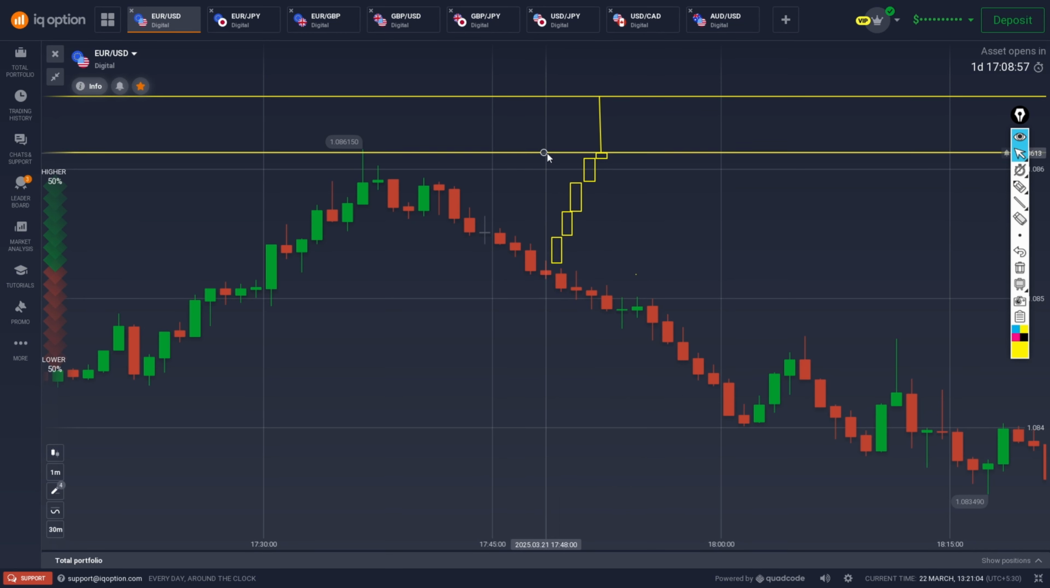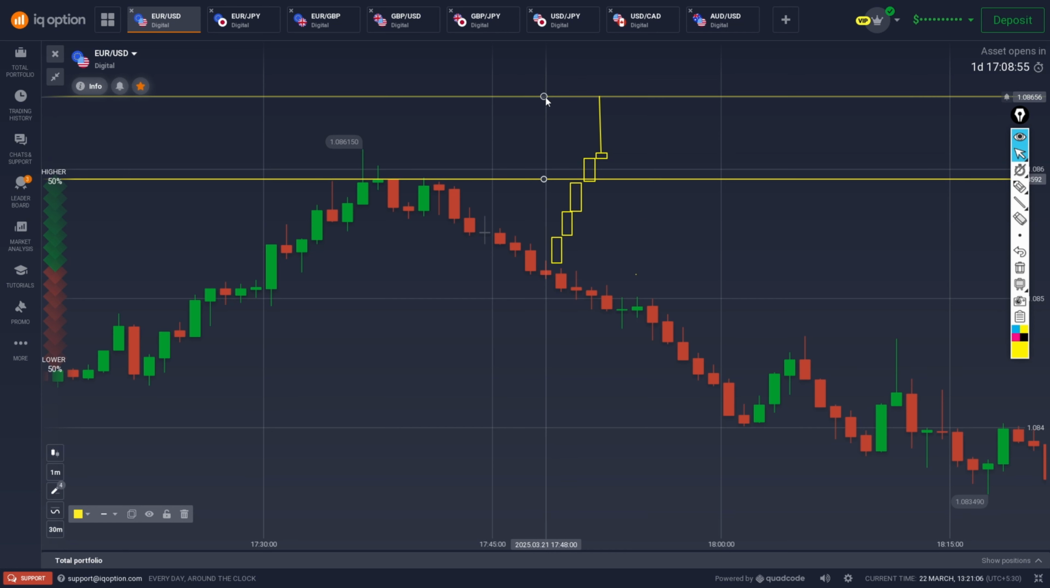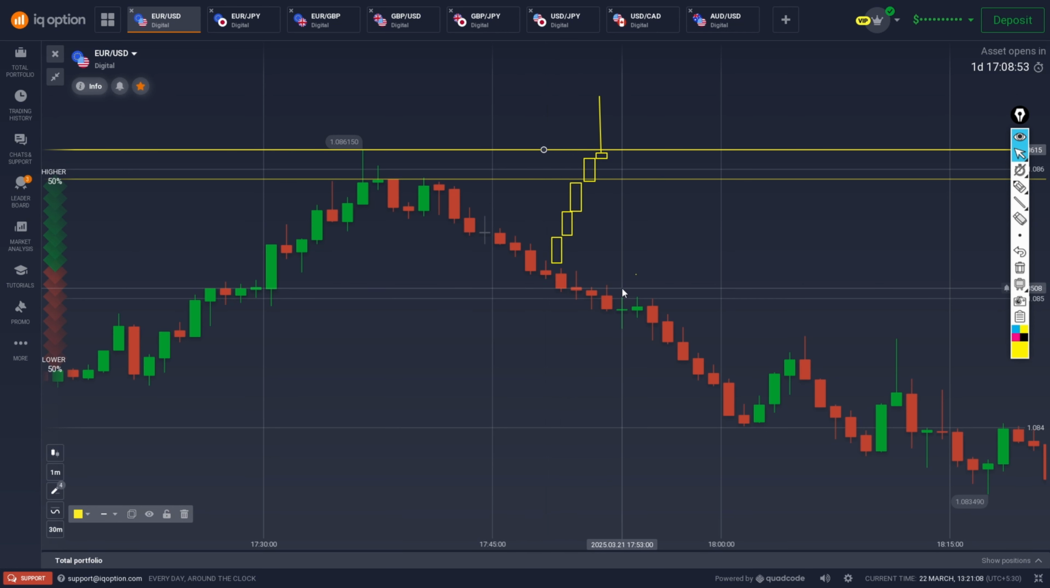So all in all, until and unless you have a clear break, you will keep updating the zone.